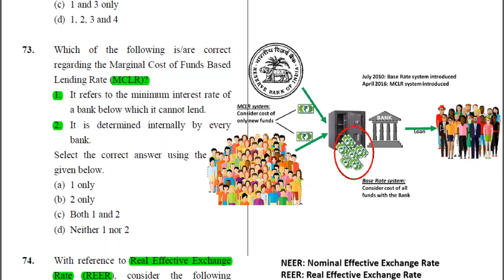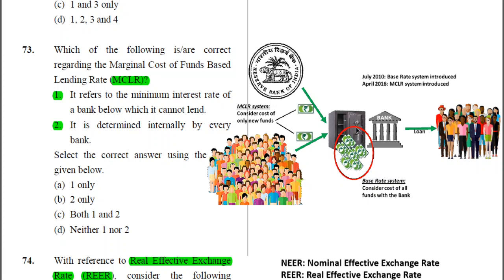because if there is no minimum rate, then the bank may show some partiality. It may give a loan at a very low interest rate to some of its favorite people. To prevent such a situation, RBI brought the concept of the base rate system and MCLR. See, the base rate system was introduced in July 2010.